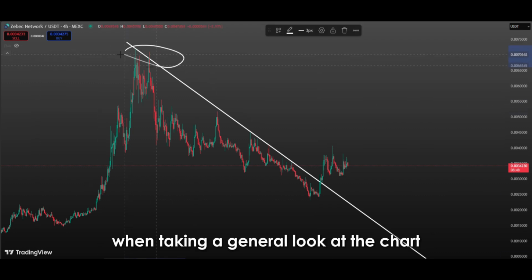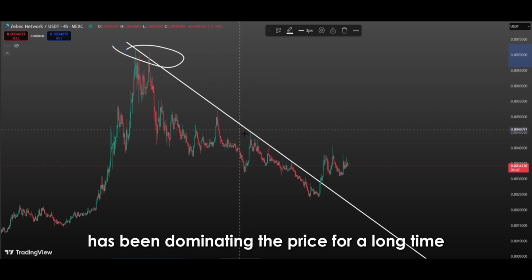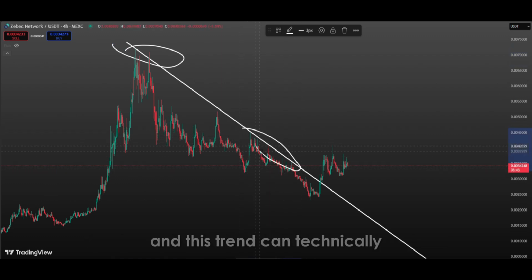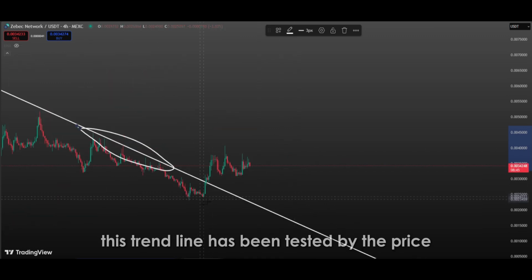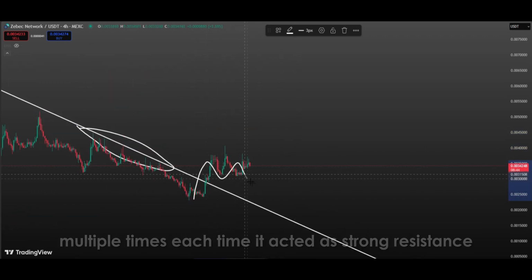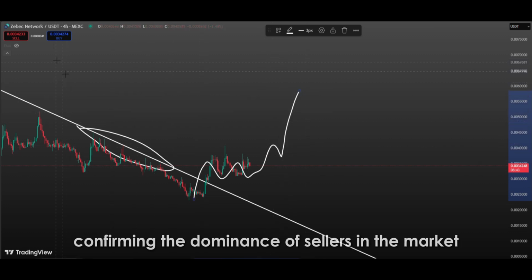When taking a general look at the chart, it is evident that a clear downward trend has been dominating the price for a long time, and this trend can technically be represented by a descending trend line. This trend line has been tested by the price multiple times. Each time it acted as strong resistance, confirming the dominance of sellers in the market.